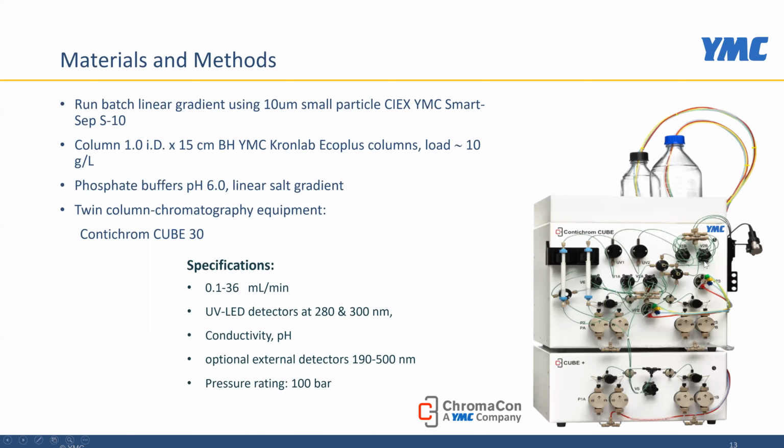Okay, so as you've seen, this is a cyclic process. We need some equipment that can run this process fully automated, and that also has an operating software that can run this kind of process. This equipment is shown here. It's called the Contichrom Cube. It goes up to 36 mL per minute, and it has UV detection capabilities and goes up to 100 bar.